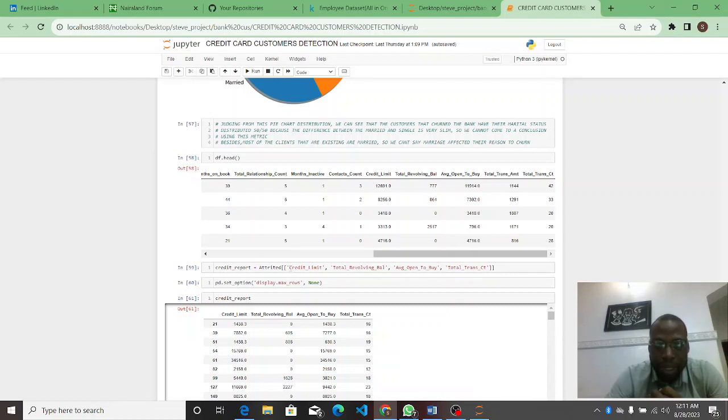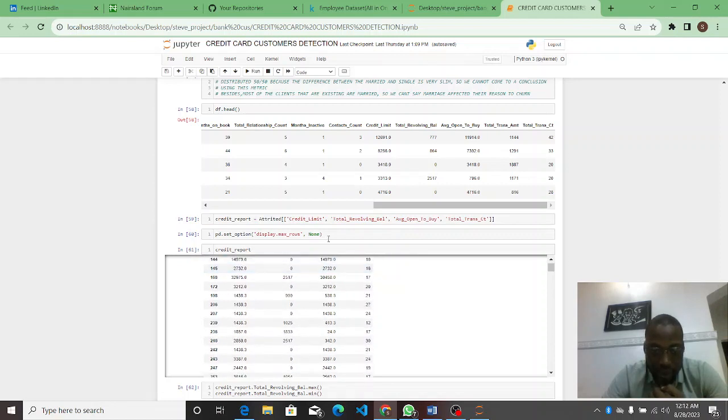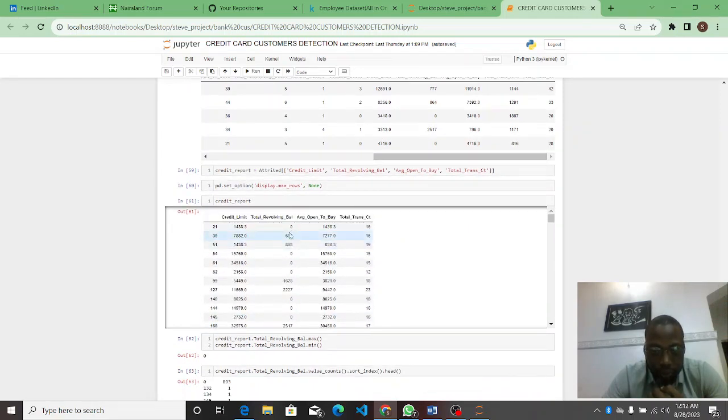We have metrics like the credit limit, the total revolving balance, the average open to buy, and the total transaction count. These are what are contained in the credit report for the attrited customers. If we check everything over here, we are basically not really worried about their credit limit. All we are after now is the total revolving balance and the average open to buy, because of course this is going to point us to a direction.